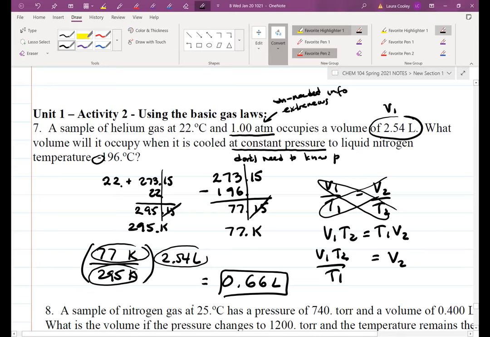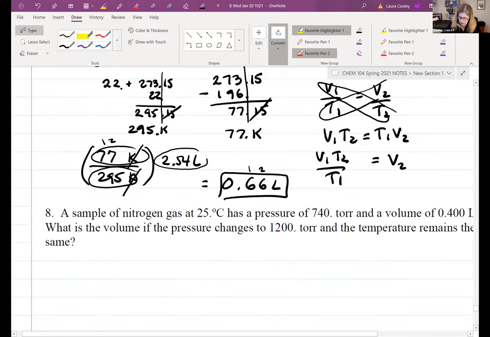And then it's liters. Yeah, because the Kelvins cancel, and you have to keep only two sig figs, one, two, because you have two sig figs here. You're limited by that. Okay, yeah, that makes a lot more sense. Thank you very much. Good. And the next problem.